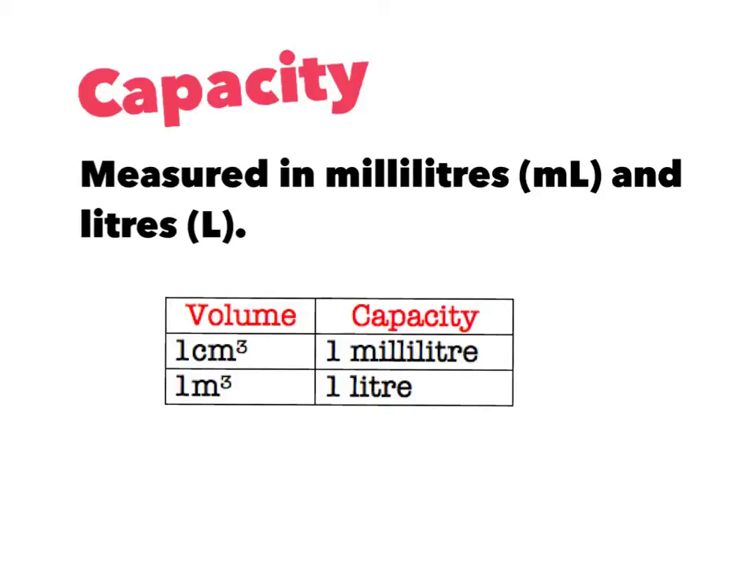Now that we know how to work out volume, it's really easy to convert to capacity. I need you to write all of this down, guys. So for every 1 centimetre cubed I have, that's equivalent to 1 millilitre. Okay? For every 1 metre cubed I have, that's equivalent to 1 litre. For every 1 centimetre cubed, it's a millilitre. For every 1 metre cubed, it's a litre. So let's have a look.